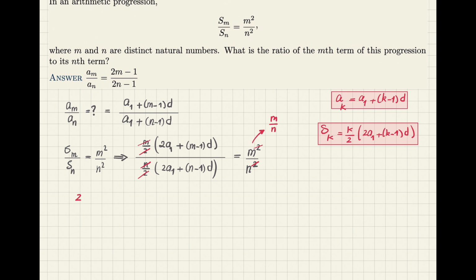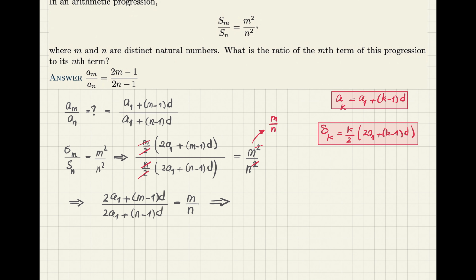So this becomes 2a1. So this implies that (2a1 + (m - 1)d) / (2a1 + (n - 1)d) is equal to m/n. Yes? Okay, so now I will try to find a connection, a relation between a1 and d. So what can I do?